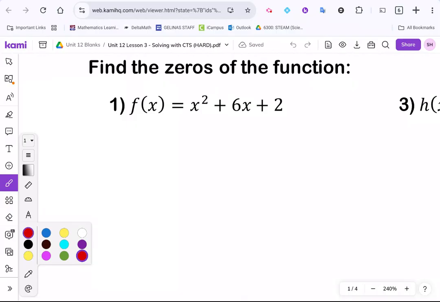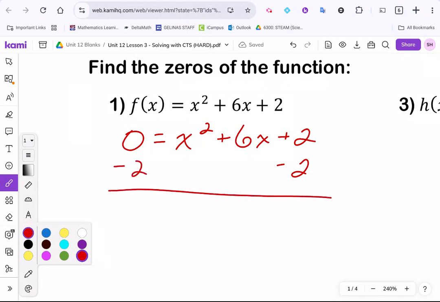So the directions for this first part are showing you some quadratics, and it says find the zeros of that quadratic function. In order to find the zeros, we replace the f of x with 0. Then we follow our first step for completing the square, which is to get the constant value over on the side other than the variables. So for this, we'll get negative 2 equals x squared plus 6x.